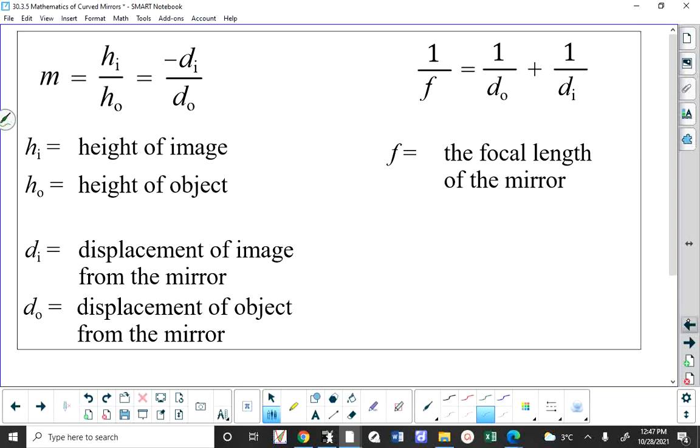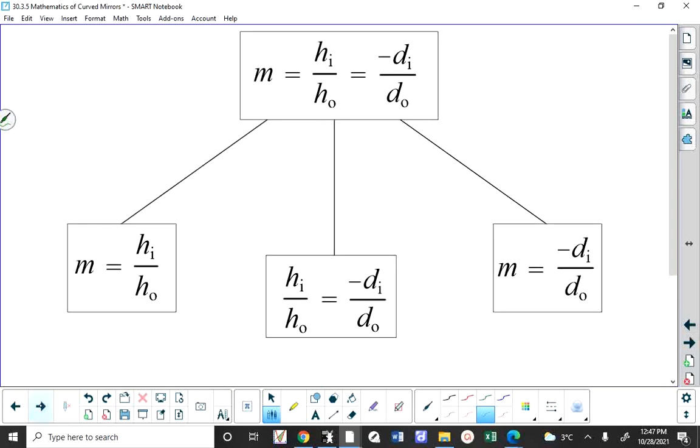I just want to pause for a second and point out to you that that formula, which is on your formula sheet, is really three formulas. If you ever need to, you can use magnification equals HI over HO. You could use HI over HO equals negative DI over DO, or you could use magnification M equals negative DI over DO. It's up to you what you're going to use. I mean, if you don't know HI and HO and you want to find the magnification, then I guess you're probably going to use this one because it doesn't have HI and HO in it.